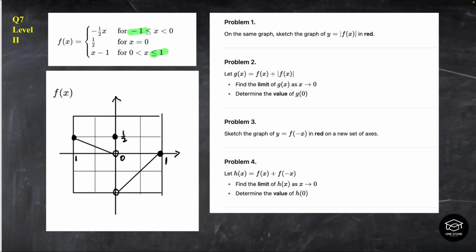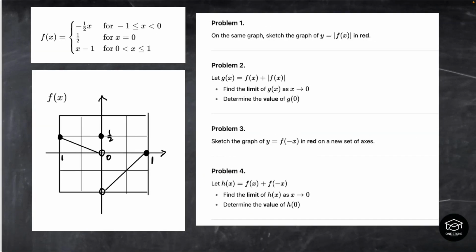For x between -1 and 0, f(x) equals -1/2 times x. At x equals 0, f(0) equals 1/2. For x between 0 and 1, f(x) equals x minus 1.